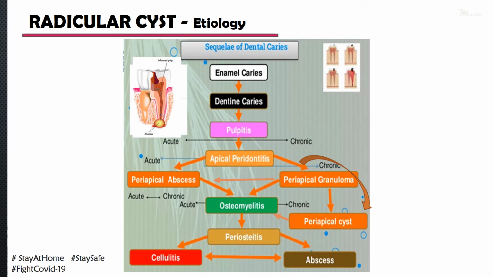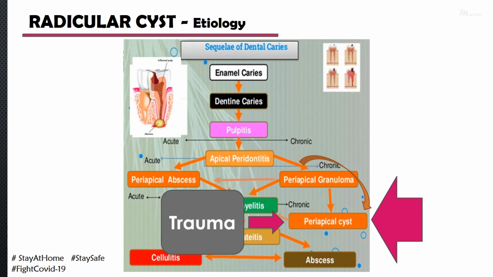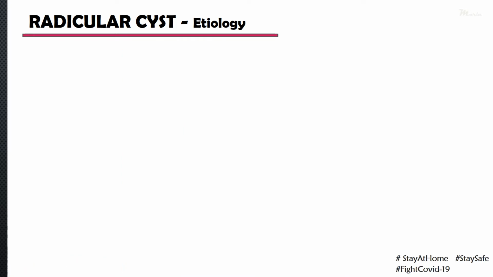If we notice here, if the periapical inflammation is of the chronic phase, it may give rise to a periapical granuloma which can result in a periapical cyst, or it may directly result in a periapical cyst. As discussed, trauma can also give rise to a radicular cyst. How do these events result in a radicular cyst?